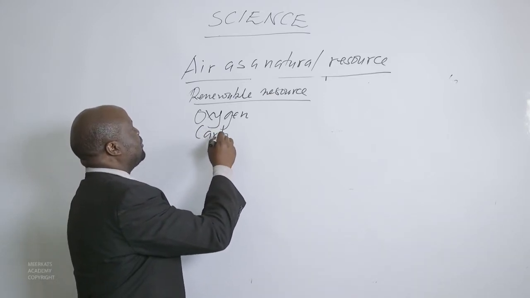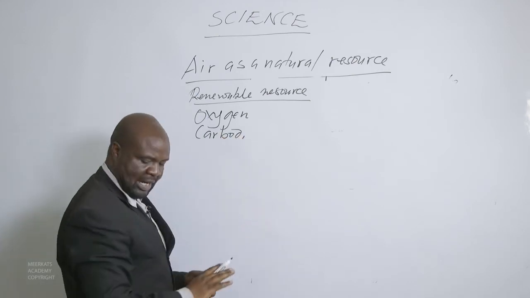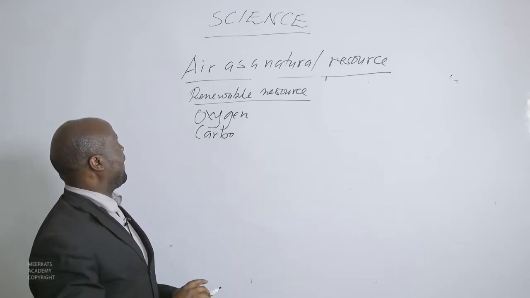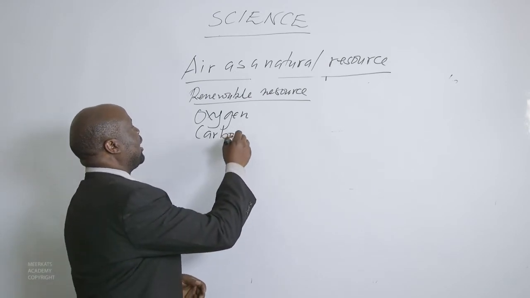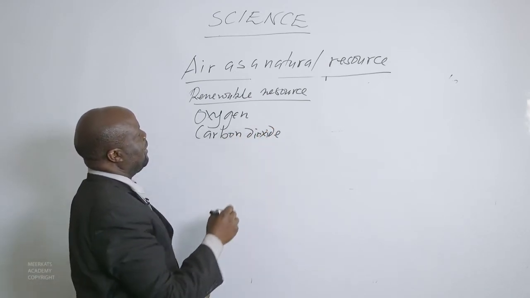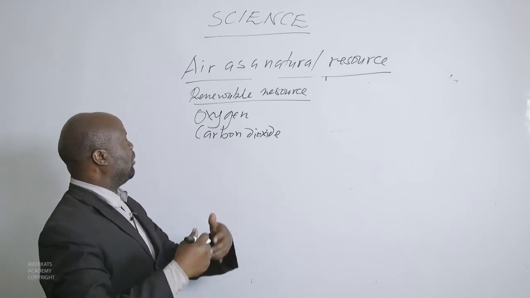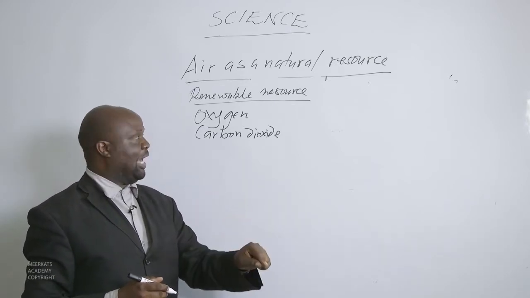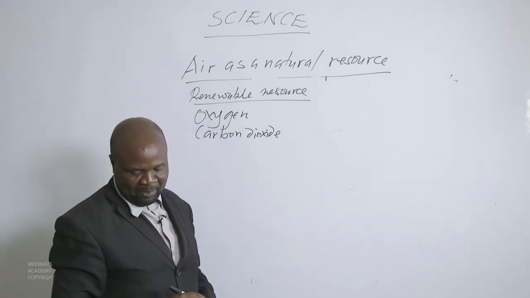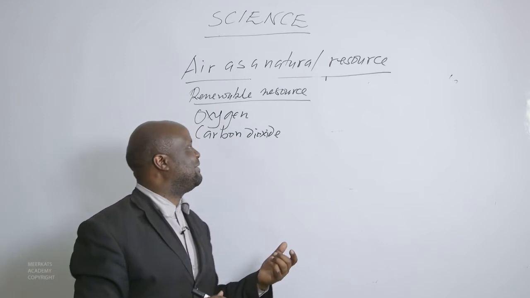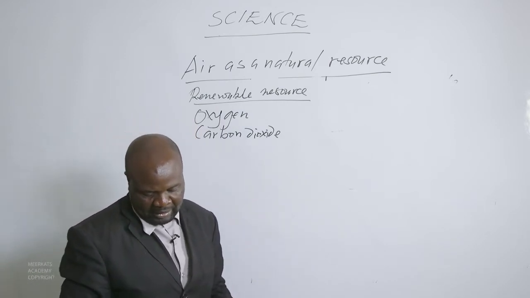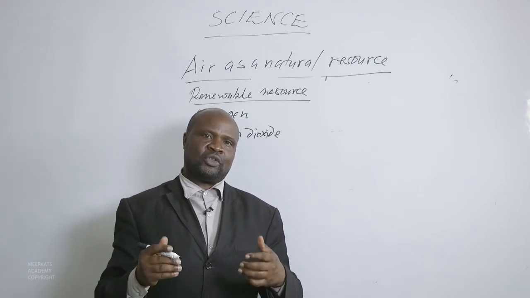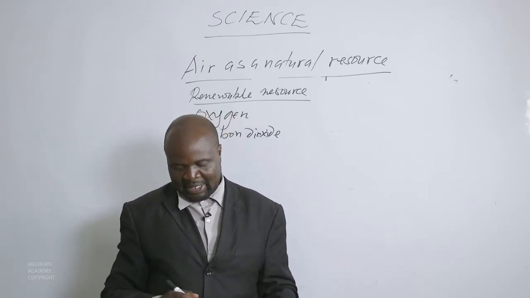When we come to carbon dioxide, we say carbon dioxide is a renewable source because it is produced by living things, human beings and animals, but it is used up by plants, and released back to the atmosphere by human beings. We are saying oxygen is a renewable gas. We are also saying carbon dioxide is a renewable gas, and 0.03% of air is carbon dioxide.